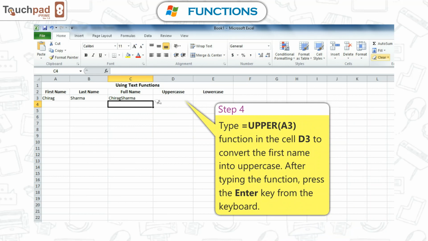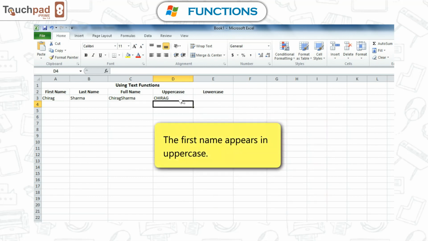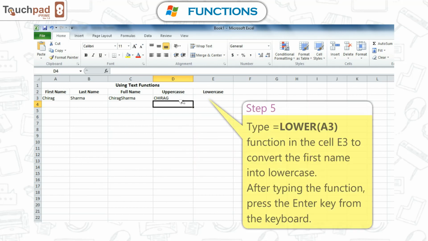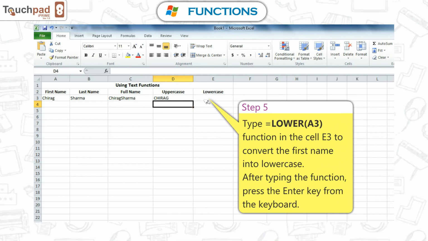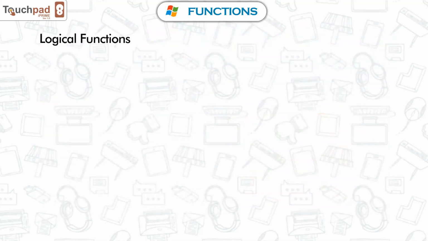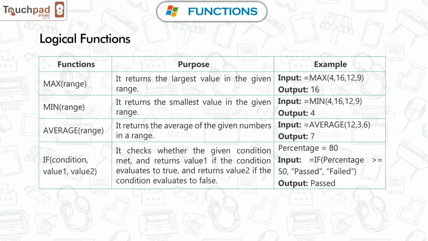Step 4. Type the =UPPER(A3) function in the cell D3 to convert the first name into uppercase. After typing the function, press the Enter key from the keyboard. The first name appears in uppercase. Step 5. Type the =LOWER(A3) function in the cell E3 to convert the first name into lowercase. After typing the function, press the Enter key from the keyboard. Logical functions. Functions, purpose, example.